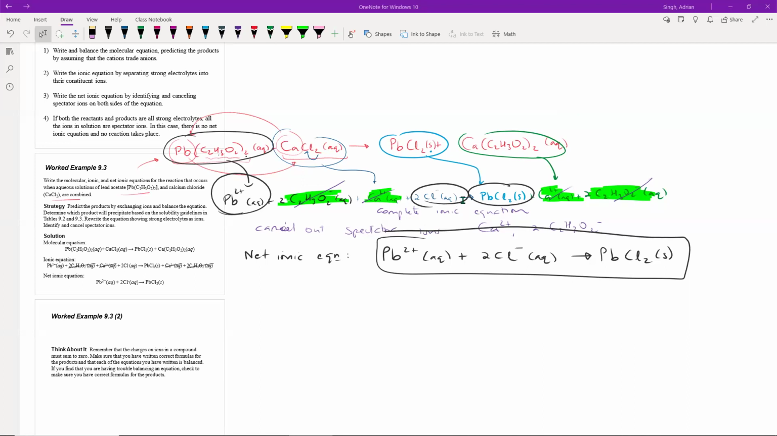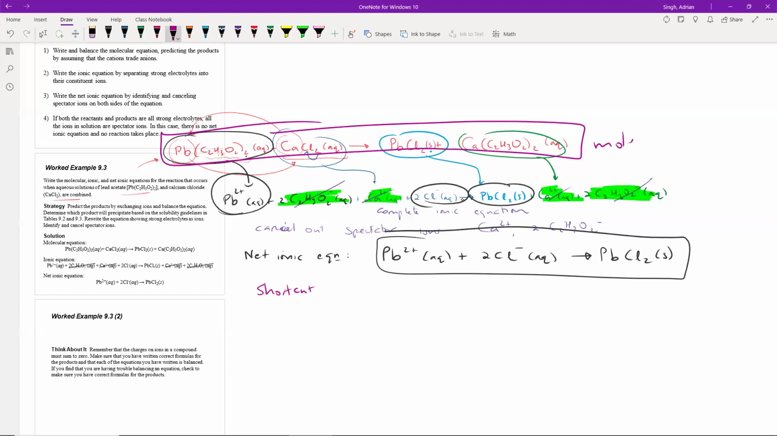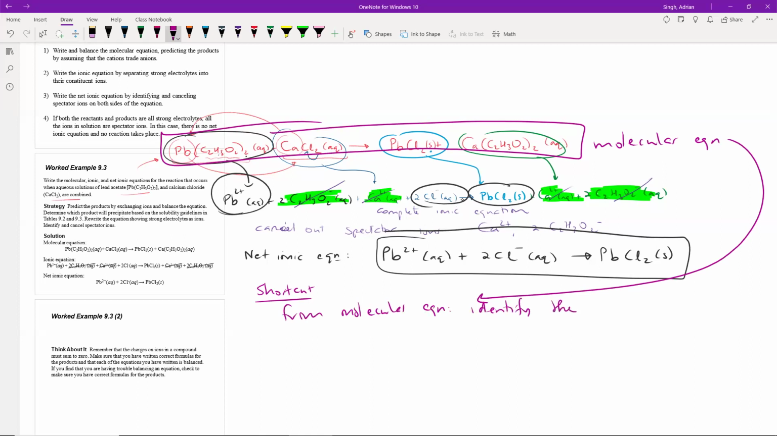There is a shortcut you can use to help you determine net ionic equations. You probably may have figured it out from the two examples that we did. So the shortcut here is, you have to start with your complete molecular equation. From the molecular equation, identify the insoluble substance.